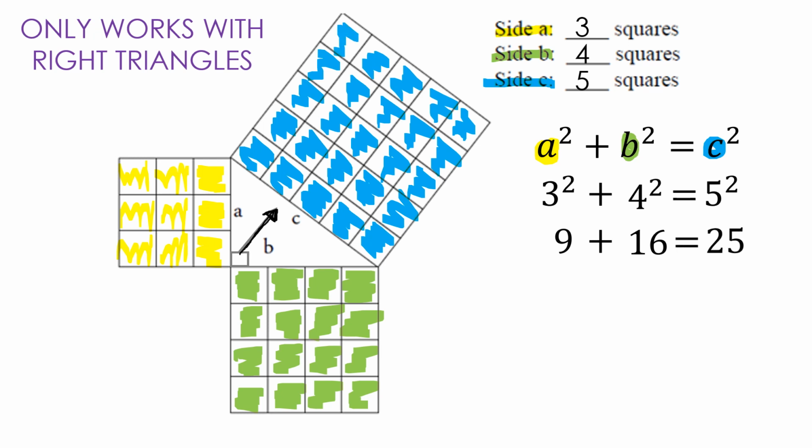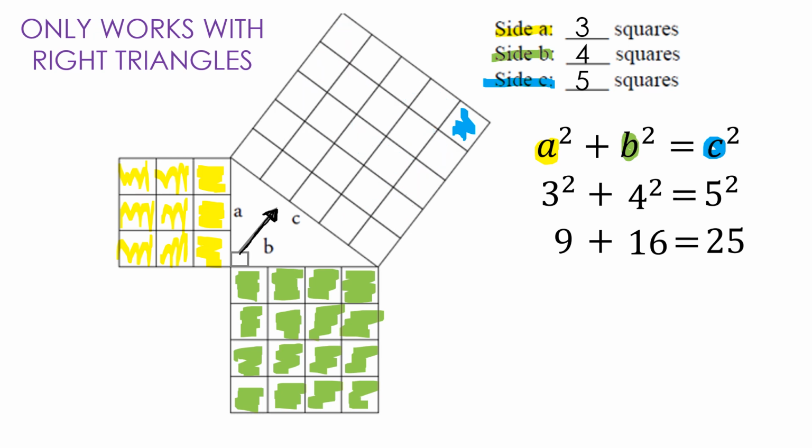So we need to prove that our 9 yellow squares and our 16 green squares can fit in place of these blue squares. So let's go ahead and check that out. So I'm going to take my 9 squares and go ahead and highlight them inside of my C. So there are my 9 squares inside of my C square.